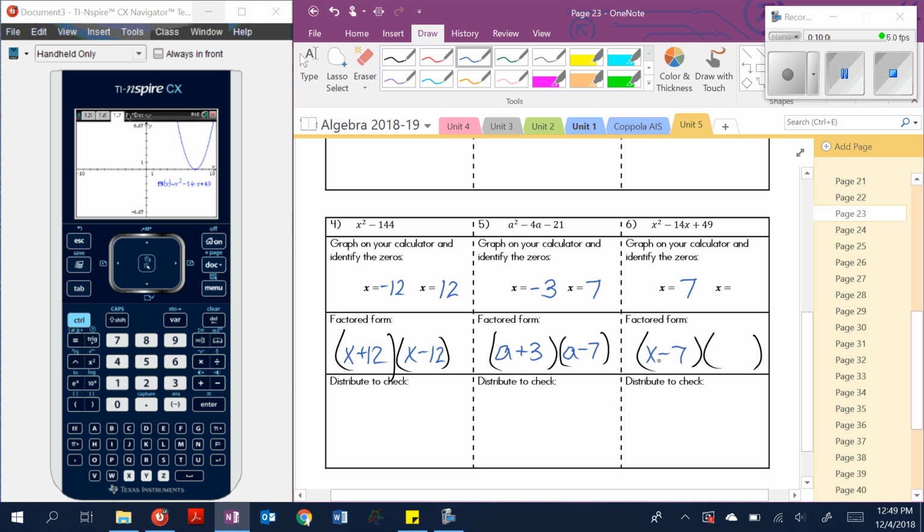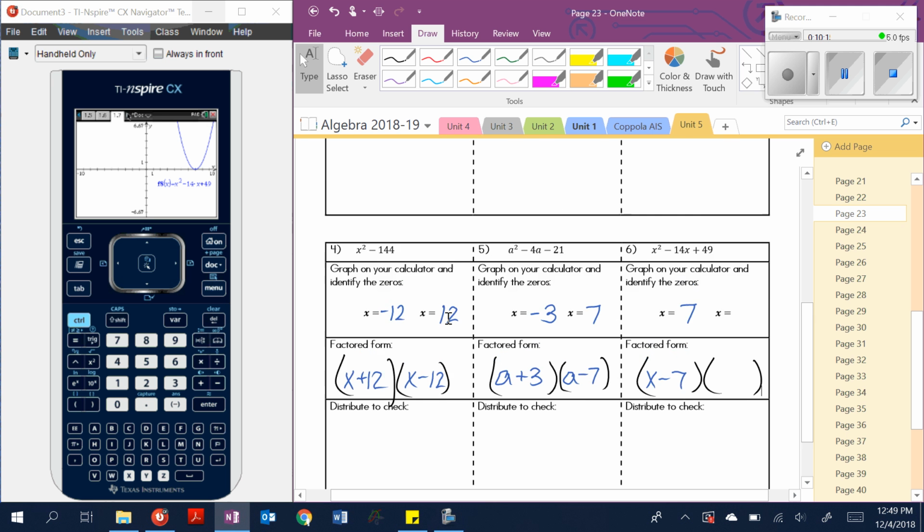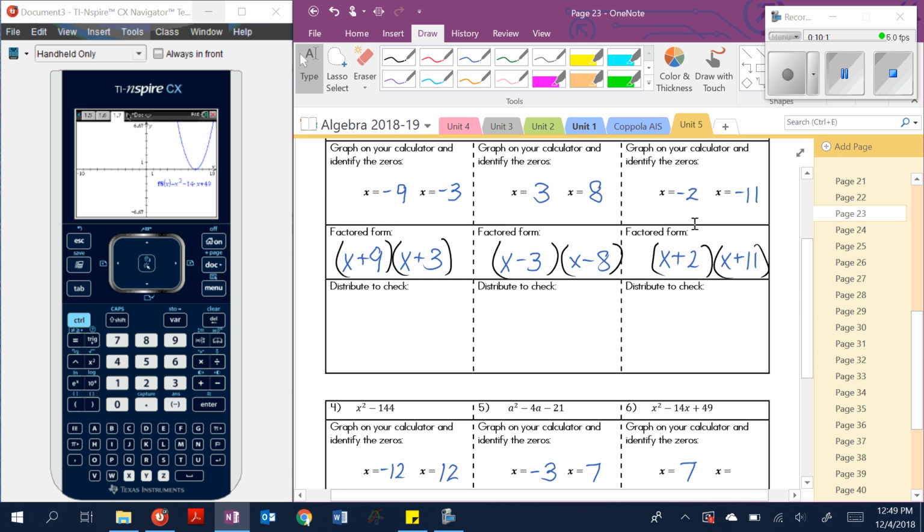And I know that x minus 7 isn't the same, so we got to figure out what goes in that other one. I'm not understanding it, so we'll wait on that question. Now, what I want you to do, because all of y'all can do this, pause the video, distribute to check on all 5 questions. Ready, set, go.